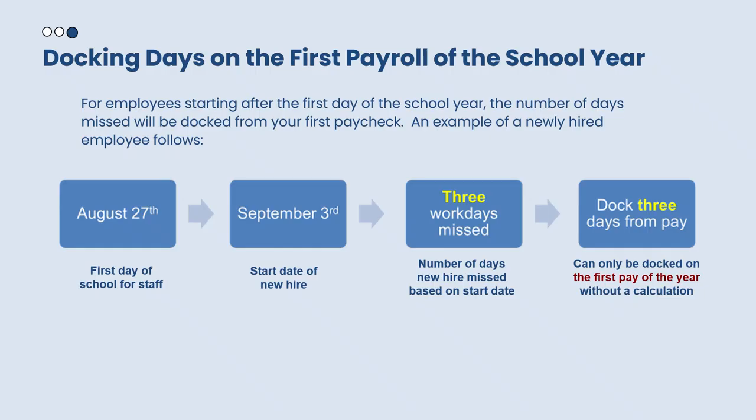Docking can only be executed on the first payroll of the year. Any employees who start and miss the first payroll date of September 15th will need to be calculated before the September 30th payroll is processed using the new hire calculation we covered in the previous slides.